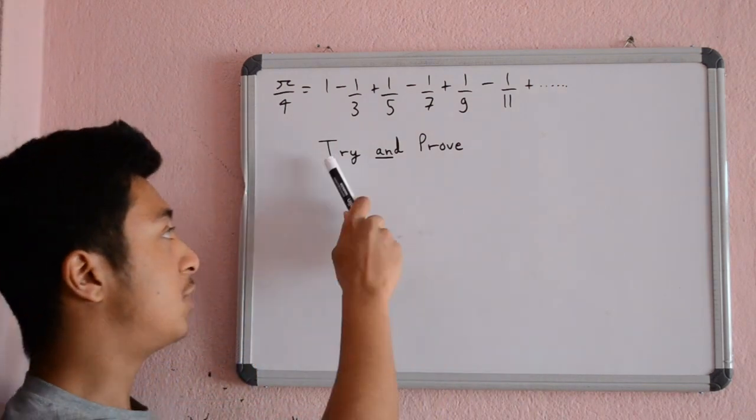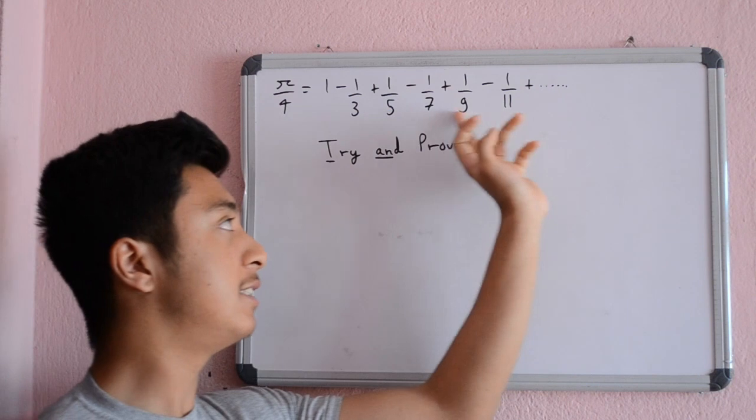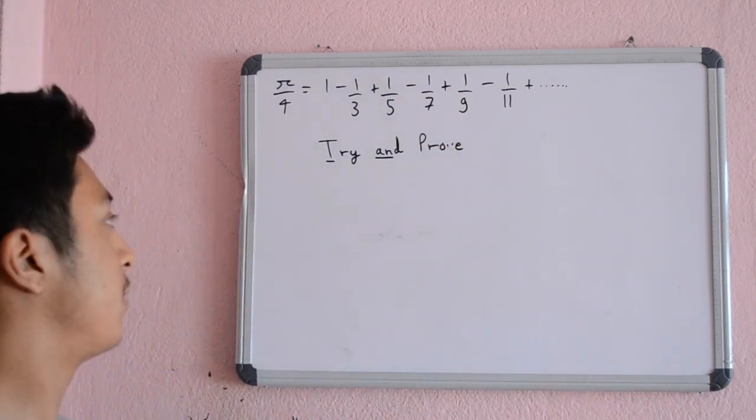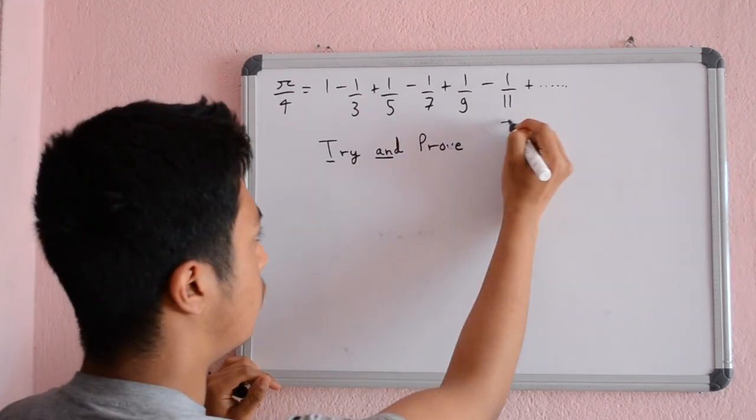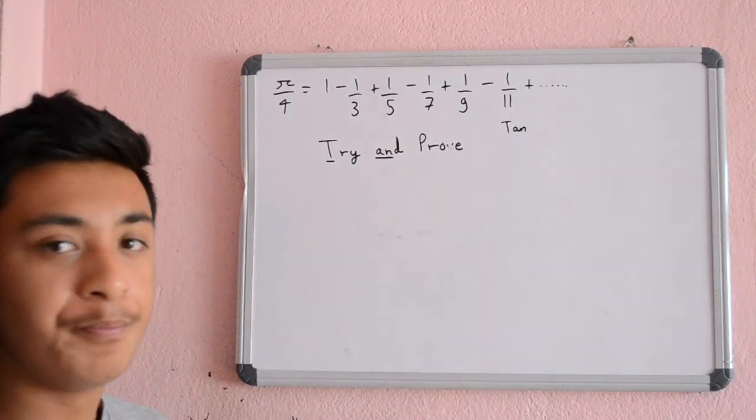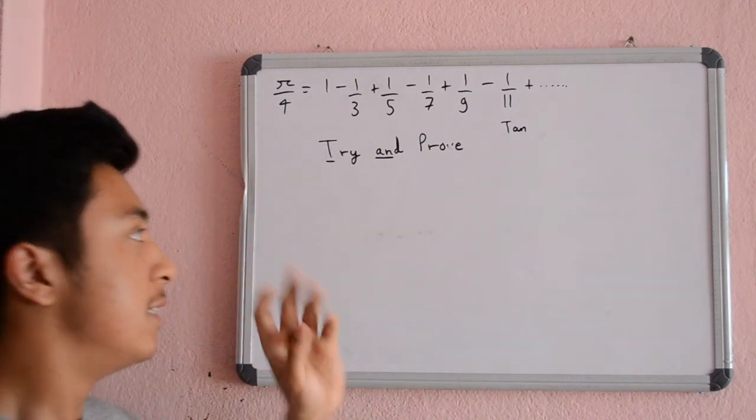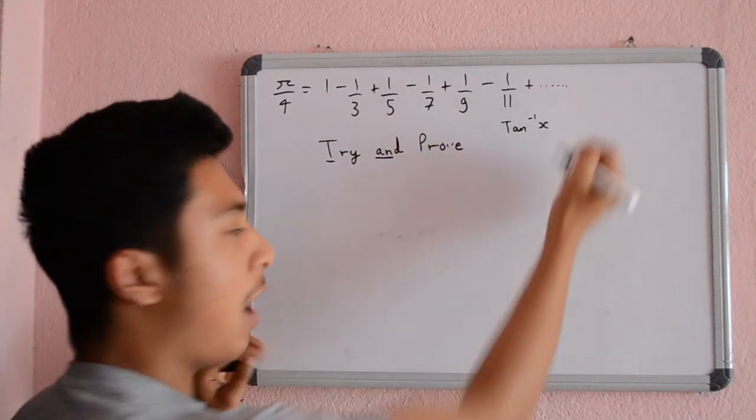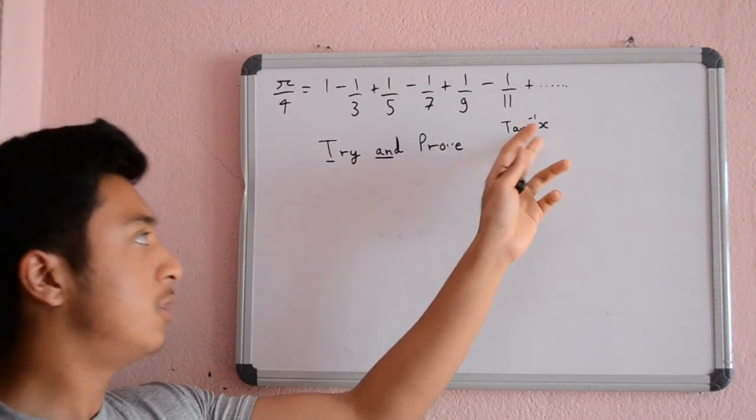Hello guys, let's try and prove that pi by 4 is equal to this alternating series over here. I've given you a kind of hint, tan. So this series is related to tan x, but in fact it's related to arctan x, inverse tangent x, and the power series of it.